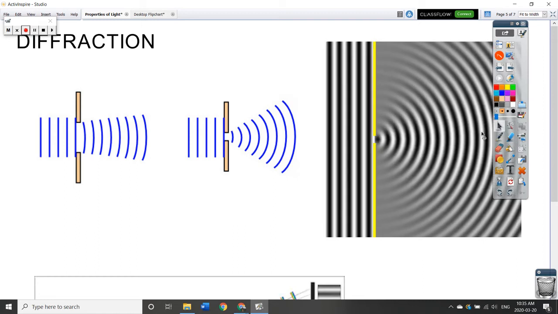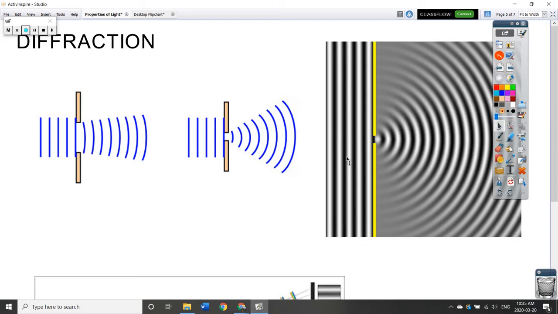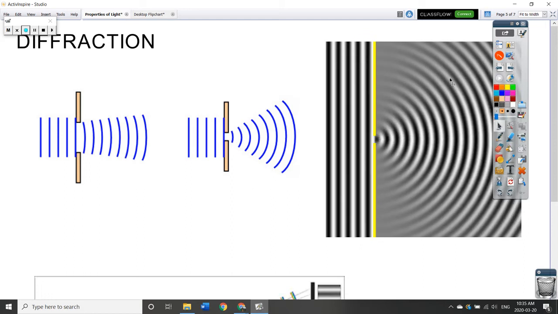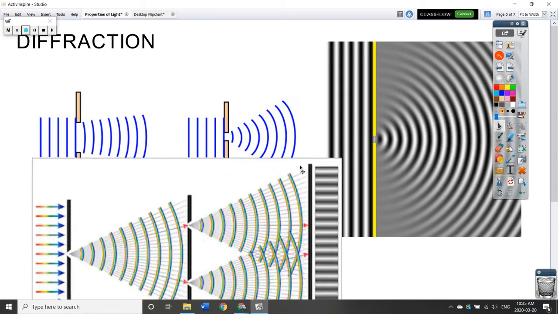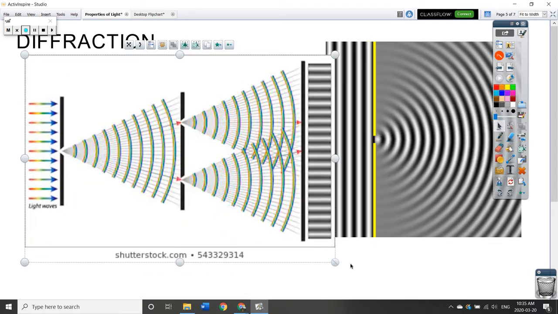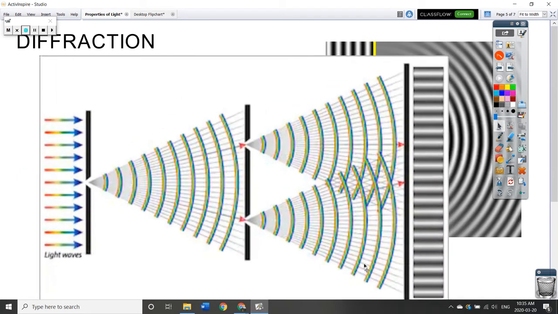It's very easy to see in water waves. Like this is a wave tank. It's very easy to see in water waves what happens, but it's a little bit more difficult to see with EMR and visible light. The way that we see this with visible light is what's called an interference pattern.